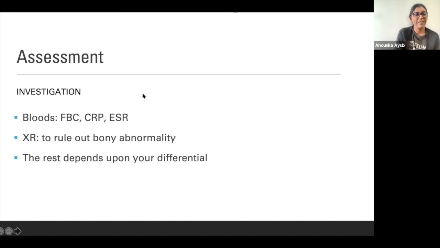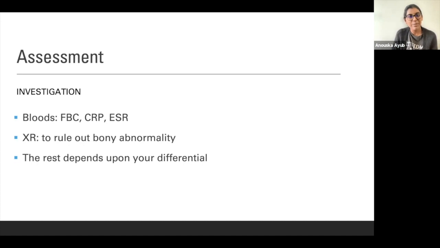So investigations, we want as a baseline, full blood count, CRP, ESR, and you probably will almost always want an x-ray to rule out bony abnormality. If orthopaedics is involved, if it's got to us, just do an x-ray to ensure there's no bony abnormality. And in very little kids, orthopaedics for kids is like veterinary medicine. So you have to x-ray the whole thing.